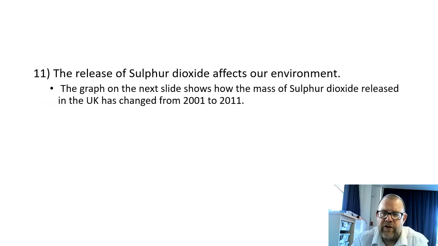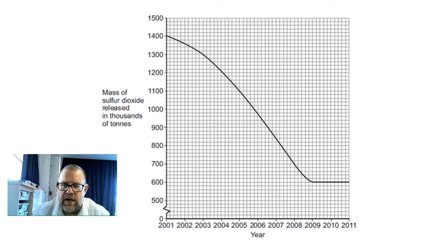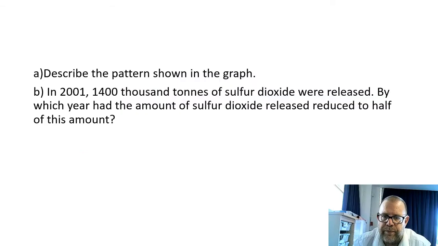And then question 11: the release of sulfur dioxide affects our environment. The graph, which I'm going to show on the next slide, shows how the mass of sulfur dioxide released in the UK has changed from 2001 to 2011, so a 10-year period. So here we go, the mass of sulfur dioxide released in thousands of tonnes, and the years. I want you to go and describe the pattern shown in the graph.